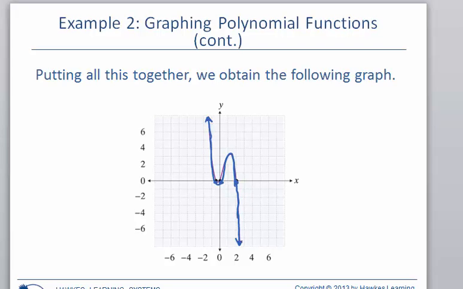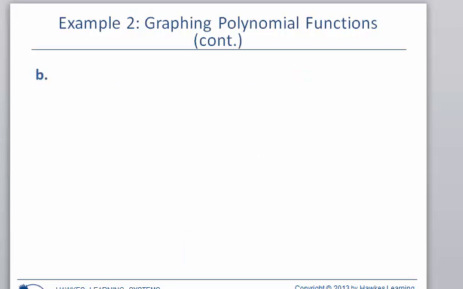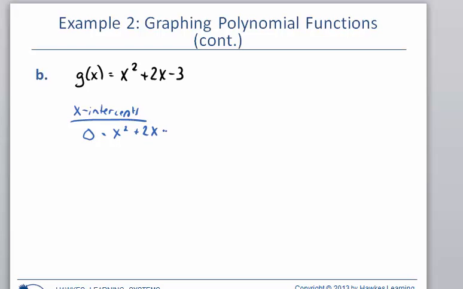All right, so let's move on to part B. The function for part B was g of x is equal to x squared plus 2x minus 3. And so we'll begin with our x-intercepts. Remember that for the x-intercepts, we're going to set the y part, which is the g of x, equal to 0, which leaves us a quadratic equation. We know that for a quadratic, our best bet is to try to factor it if possible. If not, we'll use the quadratic formula.